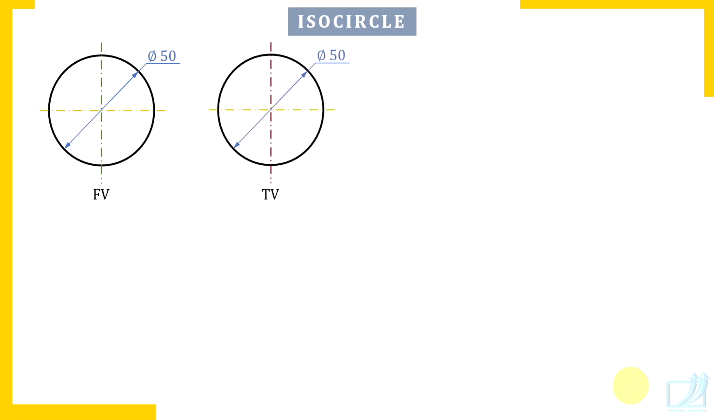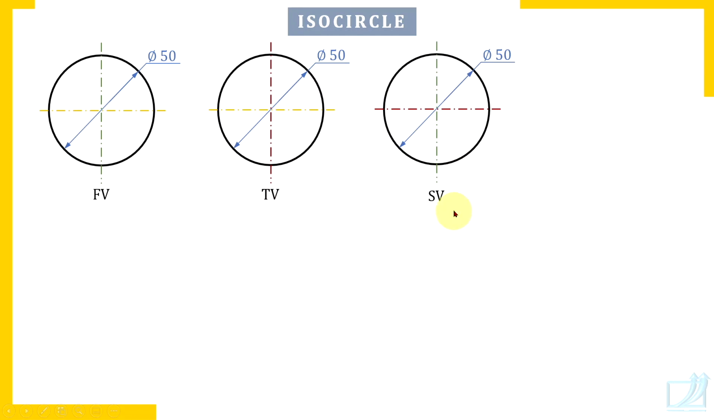So let's proceed. Now here is a circle of diameter 50 in front view. But a circle is possible in top view also. So in the second diagram, this is a circle I've shown which is in the top view. And there is a circle in side view. Remember, these three diagrams are not related to each other. Right now we are just going to practice drawing isocircles if the circle is in front view, top view, or side view.